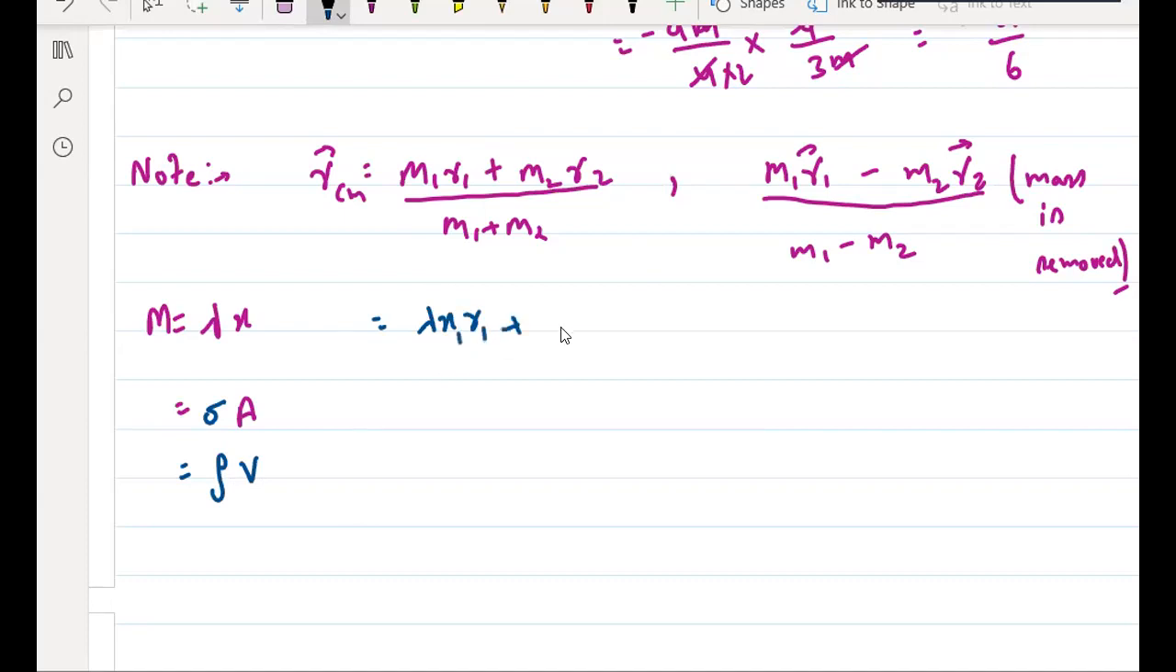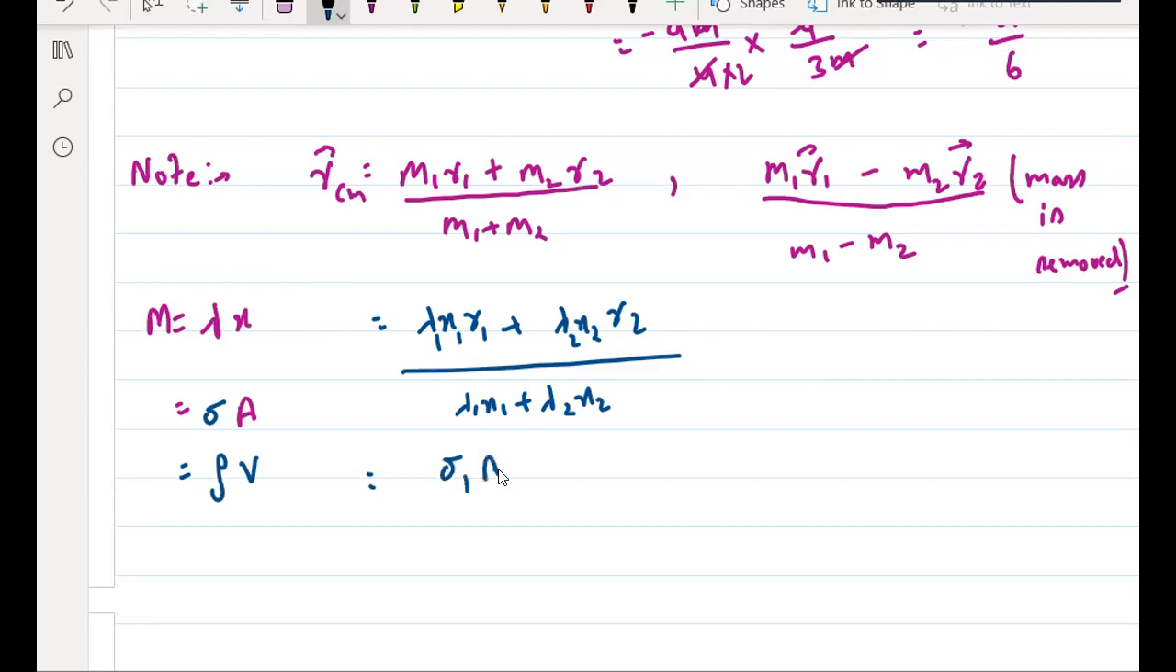Plus lambda, because when you talk about mass density, it will be the same for a linear, continuous mass system. For a continuous mass system, it would be the same, right? Lambda x2, or if it is different, you can just write lambda 1, lambda 2, x1, x2 into r by lambda 1 x1 plus lambda 2 x2. If it is the same, you can take lambda common and it cancels. Yes or no?